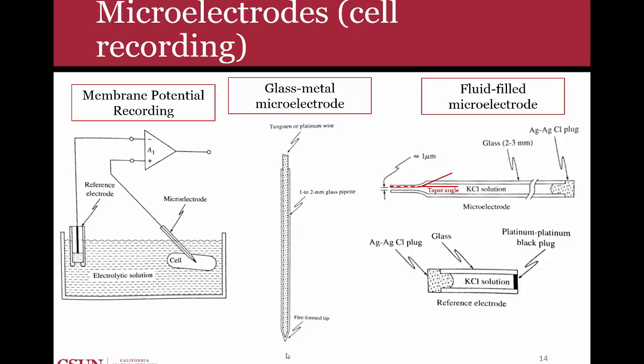You could also have a fluid-filled microelectrode. In this case you have a very small pipette whose opening is about 1 micrometer, with a tapered angle, and within that pipette you have a really small amount of electrolytic solution, and at the end of it you have a silver chloride plug. That could also puncture your cell. So there are two different kinds of electrodes you can use to measure very small organisms.